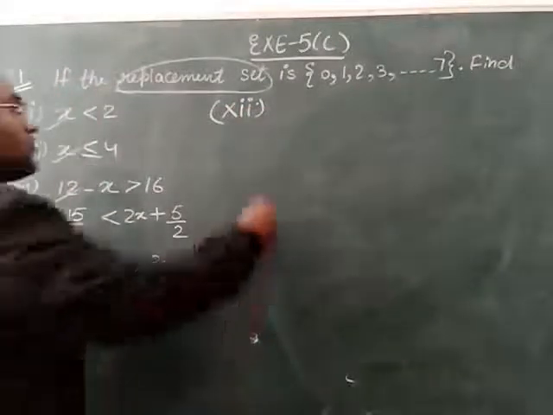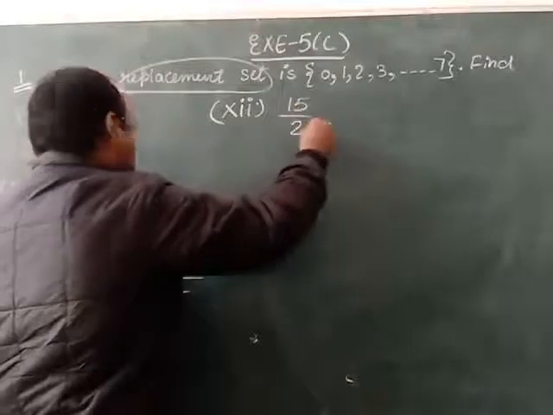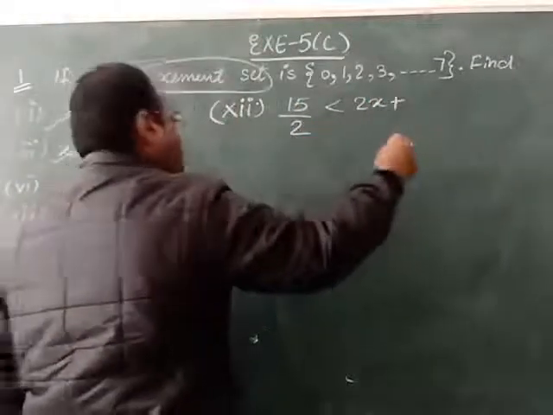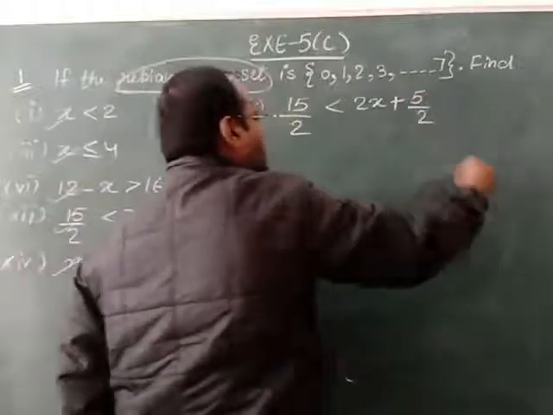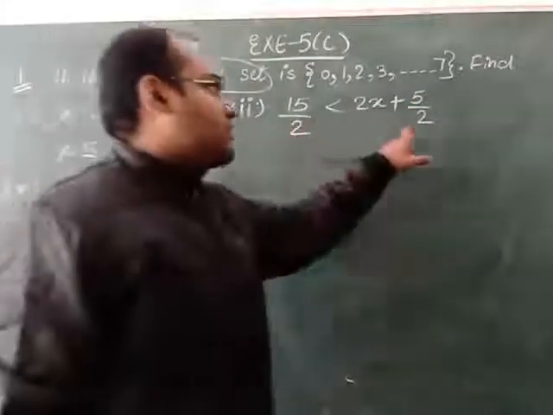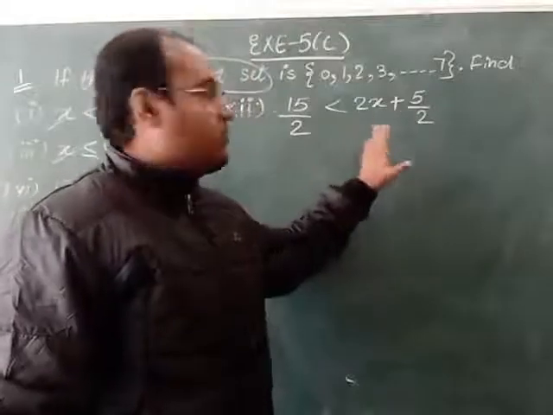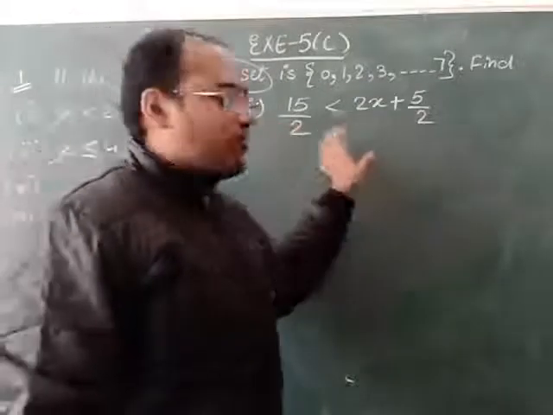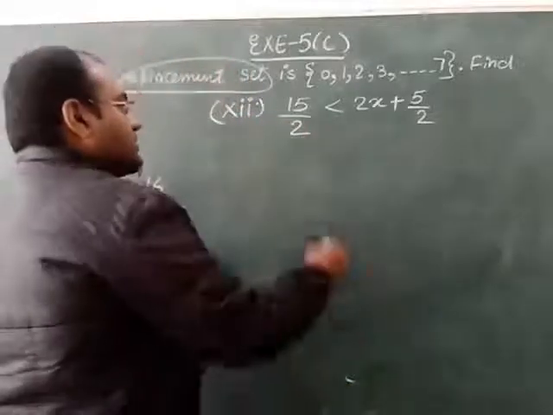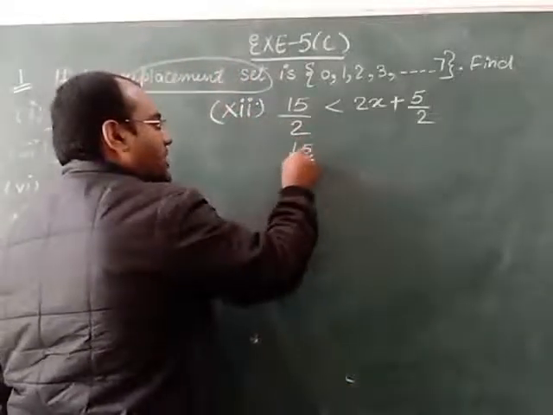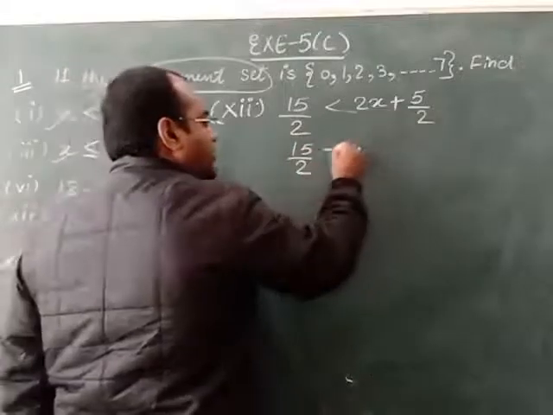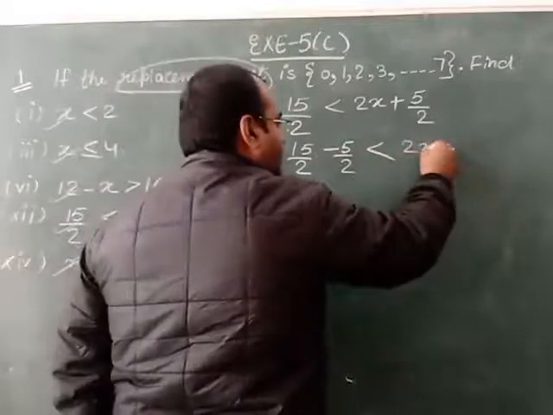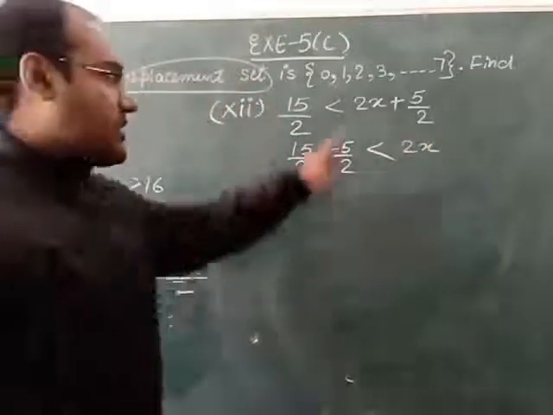15 upon 2 less than 2x plus 5 upon 2. So here in these two numbers alphabet is not there. So what we will do? Plus 5 upon 2 we will bring on left hand. So it will become 15 upon 2 minus 5 upon 2. 2x we will write as it is.